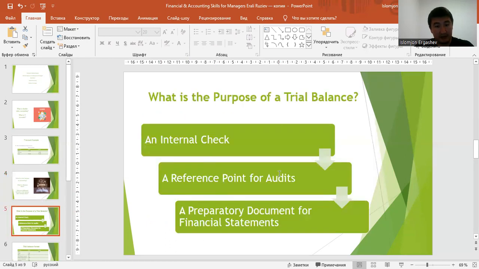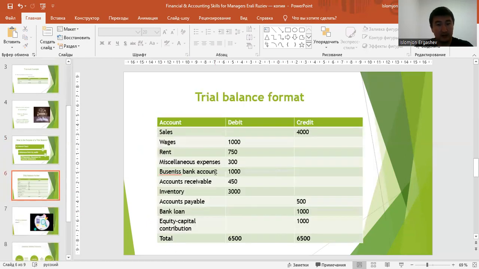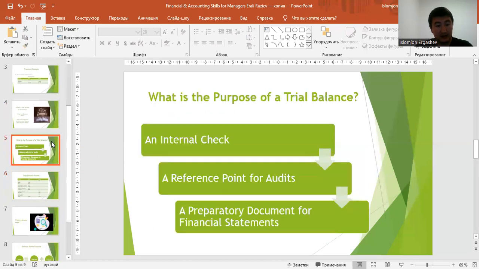What is the purpose of a trial balance? We talk about trial balance. There are many differences between the trial balance and the balance sheet. The trial balance is an internal statement, and the balance sheet is an external statement.